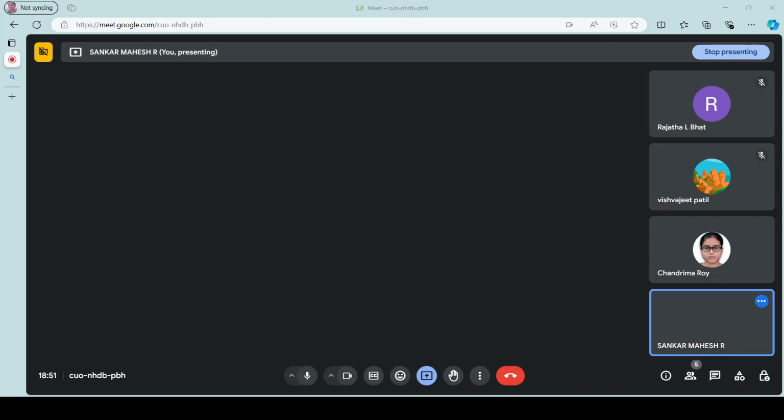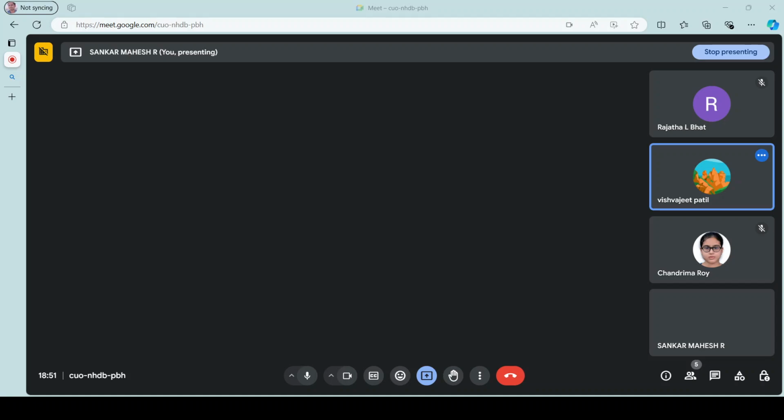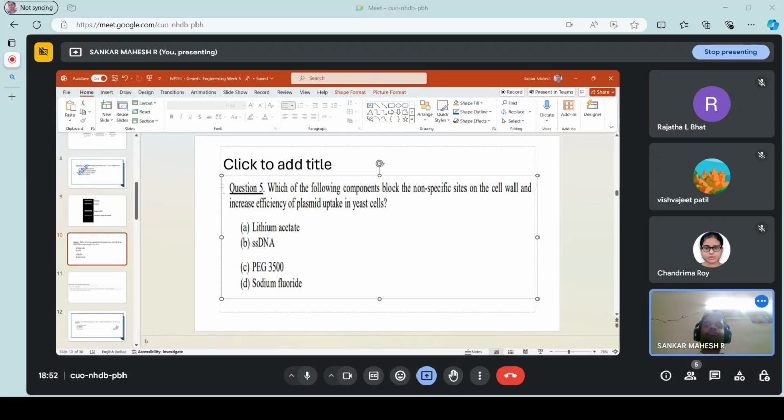Okay, we'll then go to the next question. Which of the following components block the non-specific sites on the cell wall and increase efficiency of plasmid uptake in yeast cells? Sir, can you just zoom in? Yeah, sorry. So the question is, which of the following components block non-specific sites on the cell wall and increase efficiency of plasmid uptake in yeast cells? And we have four options: lithium acetate, single-stranded DNA, PEG 3500, and sodium fluoride. We can take a couple of minutes and then try to answer this question.